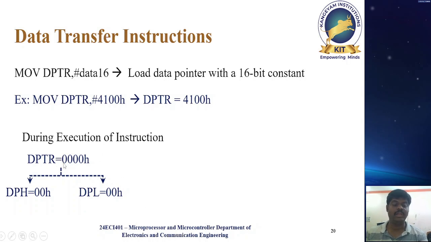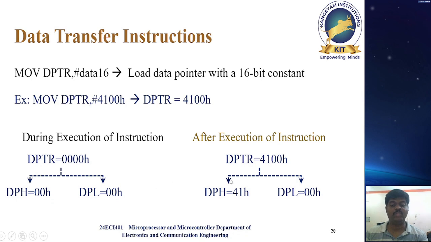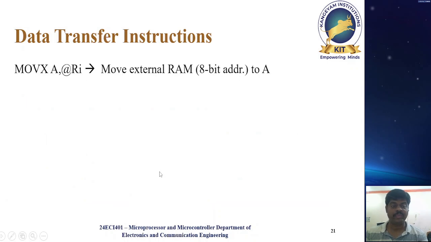Suppose initially DPTR has 0000. So DPH will have 00 and DPL will be 00. After executing this instruction, DPTR becomes 4100. That means it will be divided into two different registers. 41 is the higher byte and the lower byte is 00. The lower byte goes into DPL and 41 goes into DPH, that is, the higher byte. This is what happens with DPTR.